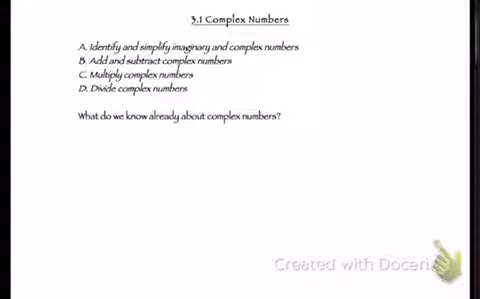Okay, so let's continue our conversation with complex numbers. Complex numbers, remember, are your imaginary numbers. Think about the two key pieces of information that you need to know for complex numbers. Hopefully you're able to figure out and answer that question in your head. Two key pieces of information for complex numbers, what are they?